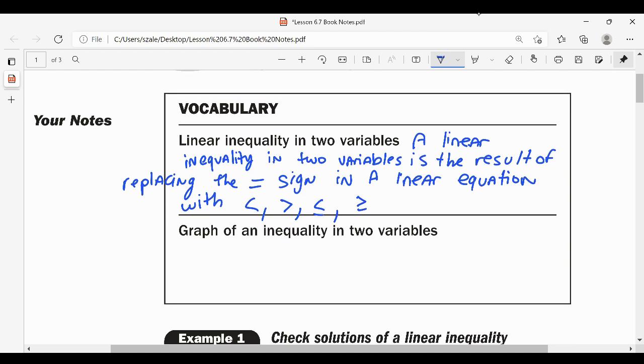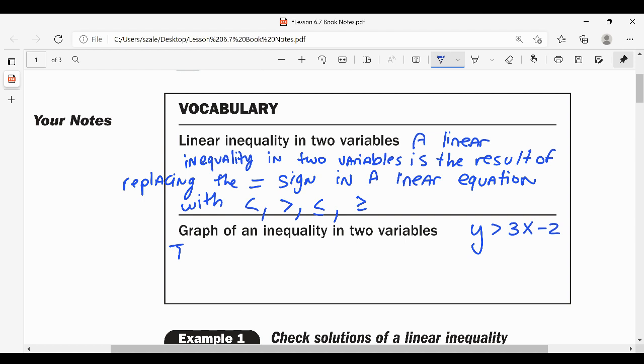Now we're actually going to start graphing these inequalities in two variables. So for example, if I have y is less than 3x minus 2, we're going to go ahead and graph this not on a number line, but on the four-quadrant plane.